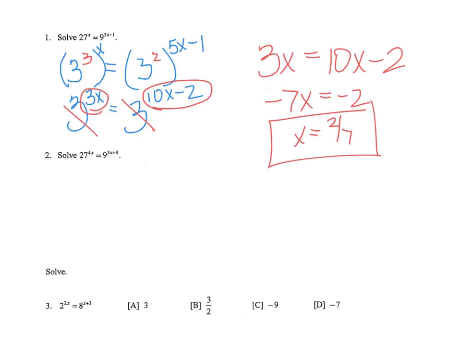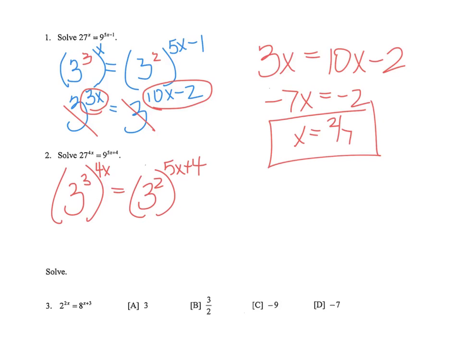You should have written 3 to the third is raised to the 4x and equal to 3 to the second, which is raised to the 5x plus 4. Pause the video, and what I want you to do is simplify these exponents now, like we did here.